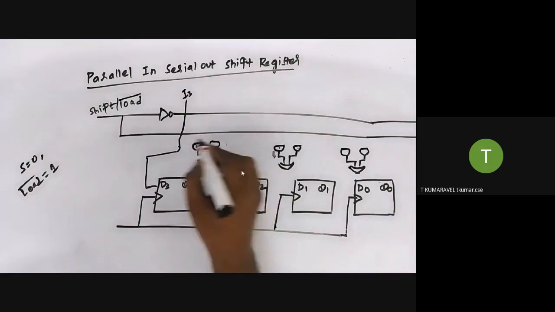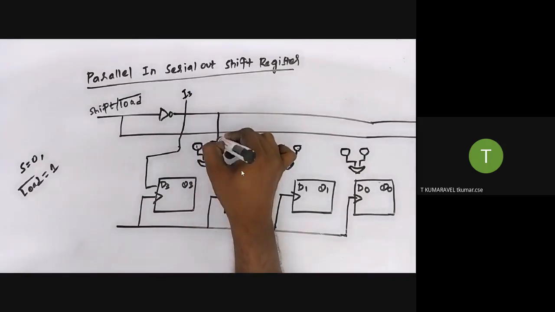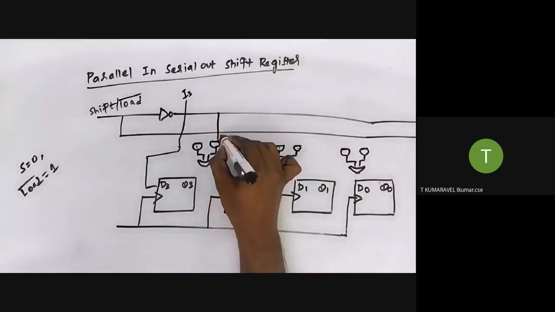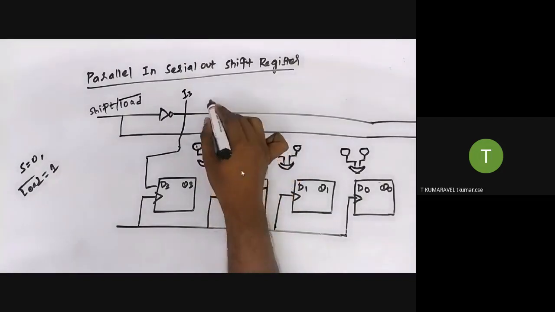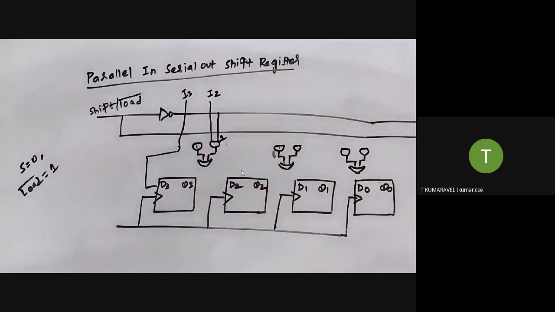This is a load line, this is a shift line. The load line is enabled. So this is the value of 1. So here what happened? It will simply accept the data. So all the flip-flops, what happened? They are going to simply accept the data.